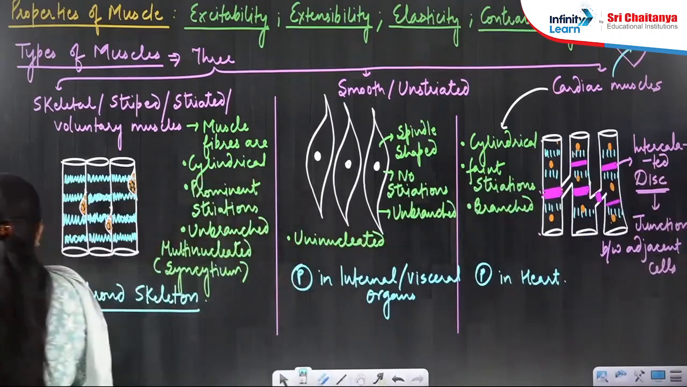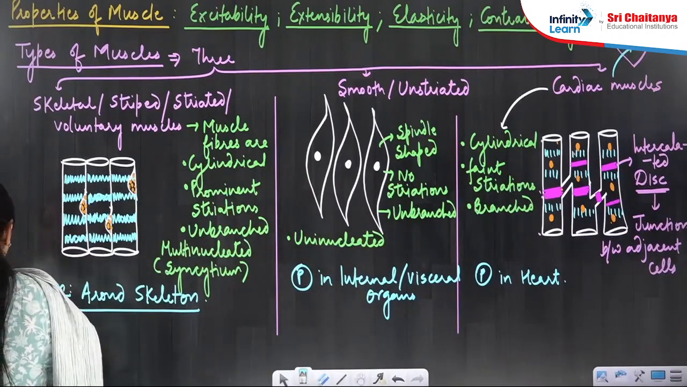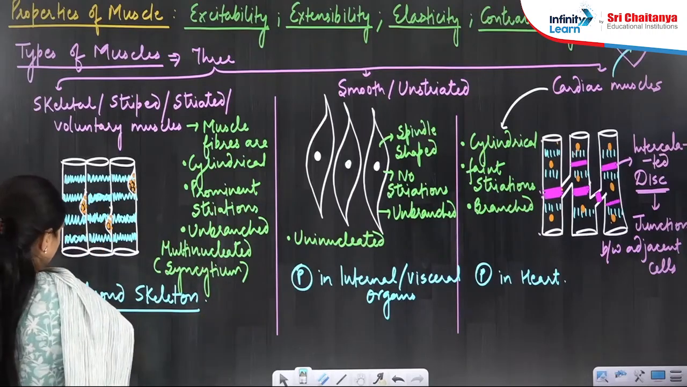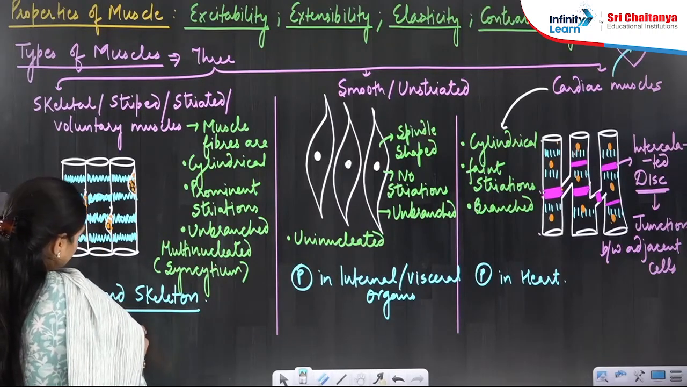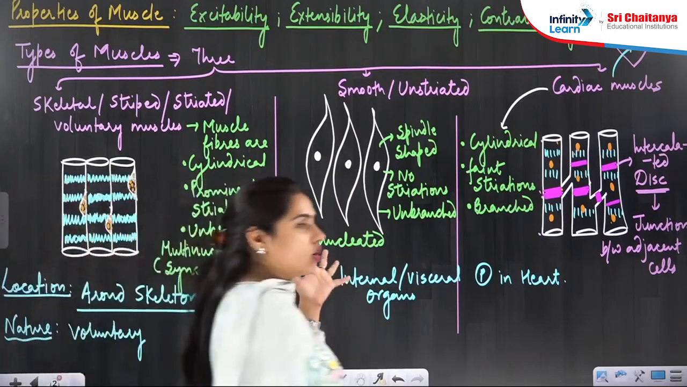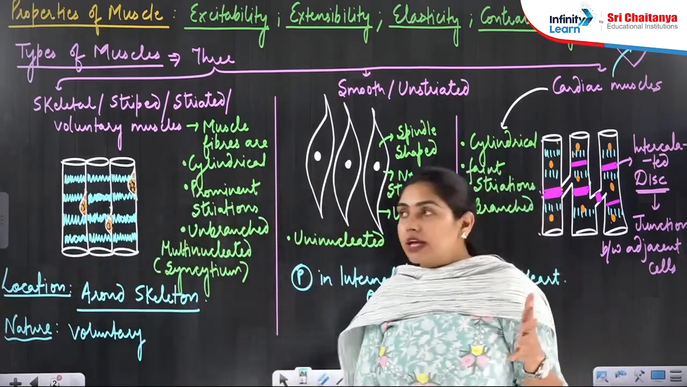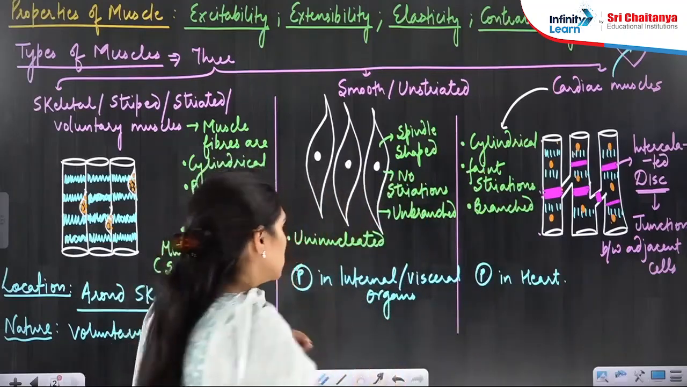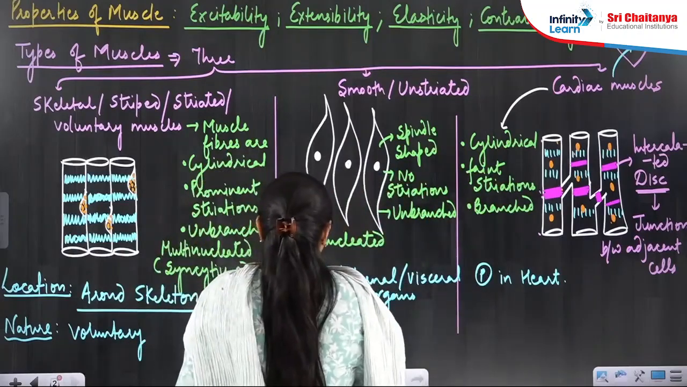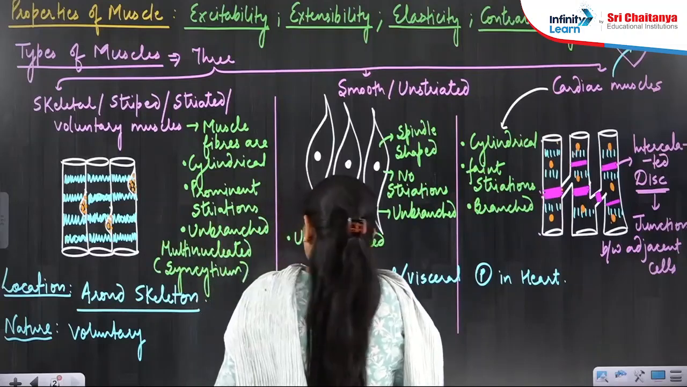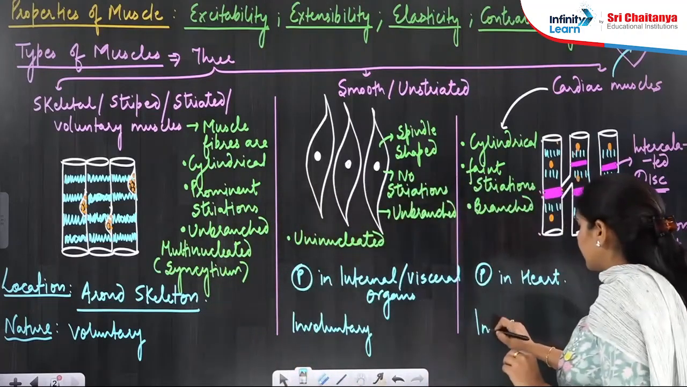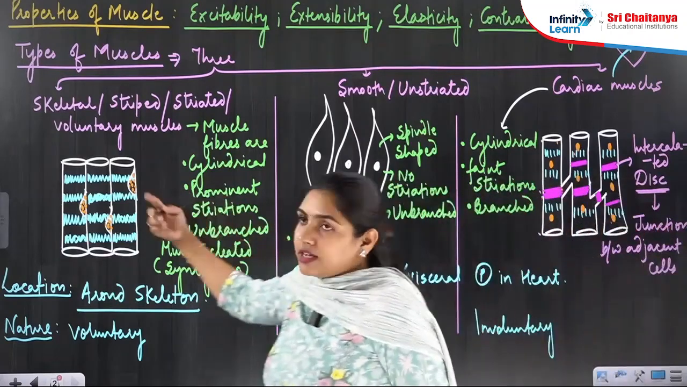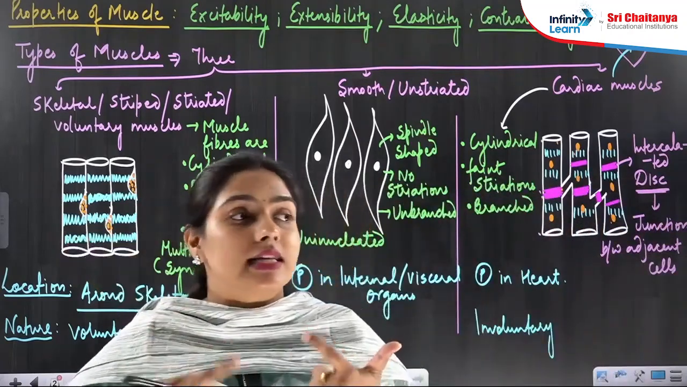Now the nature of the muscle, whether we can control them or not. Yes, we can control skeletal muscle. They are voluntary in nature. But the other two types of muscles we cannot control. We cannot control our internal organs. We cannot control our heart as well. So it is involuntary.